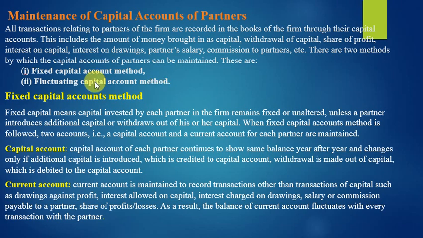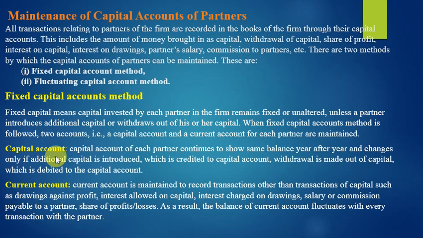Fixed capital account method means capital invested by each partner in the firm remains fixed, unaltered, unchanged, unless a partner introduces additional capital or withdraws out of his or her capital. When fixed capital account method is followed, two accounts are prepared. Number one, a capital account, and number two, a current account of each partner.